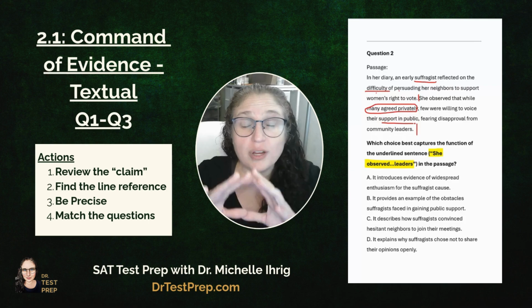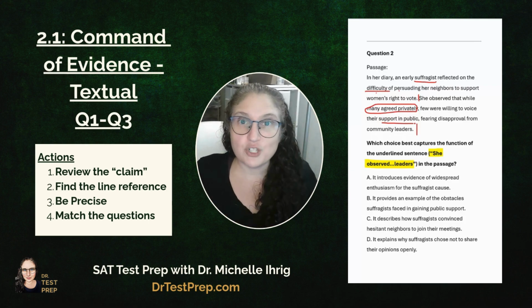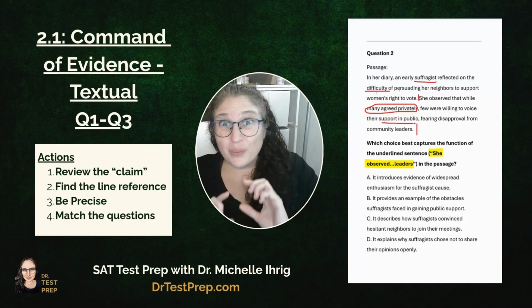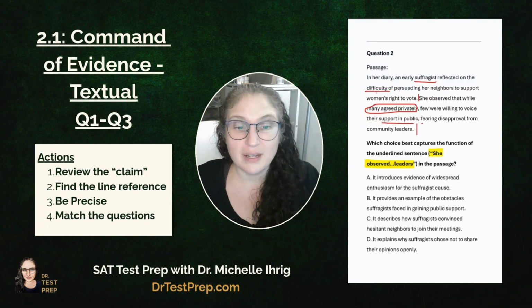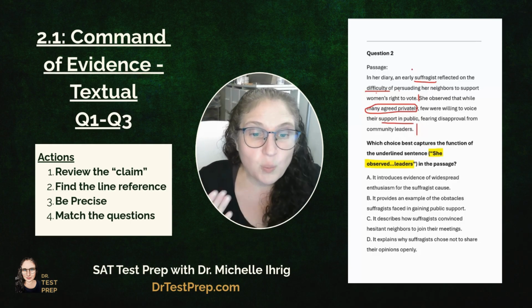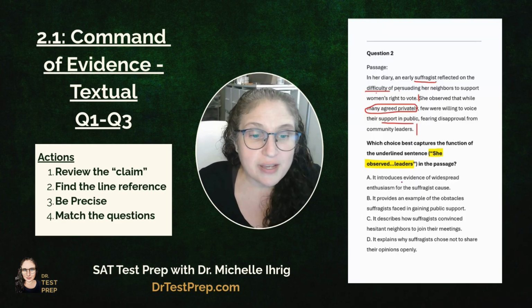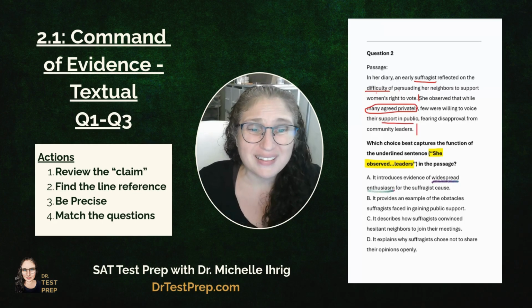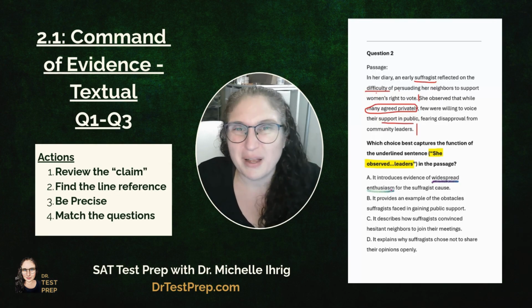So we know the general statement is a suffragist was thinking about some of the challenges. Now we're going into some specifics. People agreed privately, but not in public. So, which is the best choice? Remember, you can always pause the video and figure it out before we go over it together. All right. To introduce evidence of widespread enthusiasm. Well, if people agreed privately but not publicly, that's not widespread.